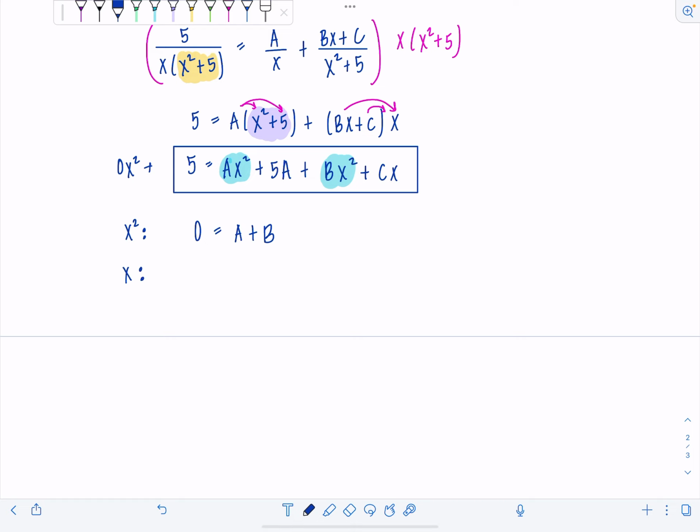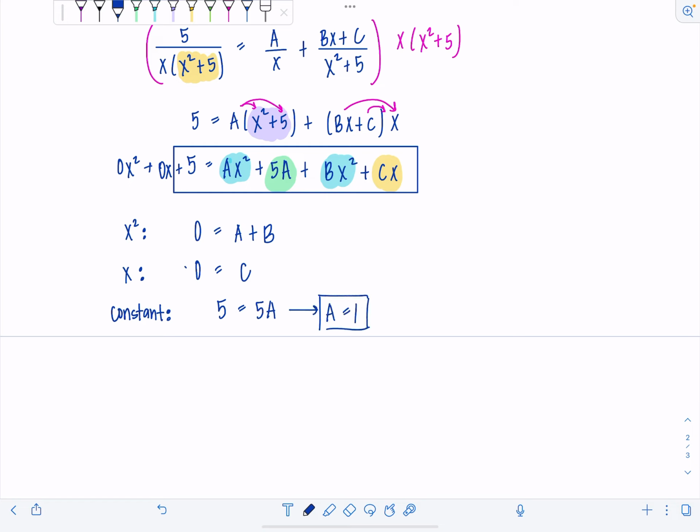What about x? Do you see any x's on the left-hand side? Nope, me neither. So you've basically got a 0x hiding there. What terms involve x to the first on the right-hand side? Only this last one, Cx. So that means C must be 0. And then last case would be your constants. So on the left-hand side, I do have a constant this time, 5. And what's my constant term on the right-hand side? 5A. That's the term that doesn't have any x's attached to it, right? So it's a constant. Ooh, well that tells me A is equal to 1.